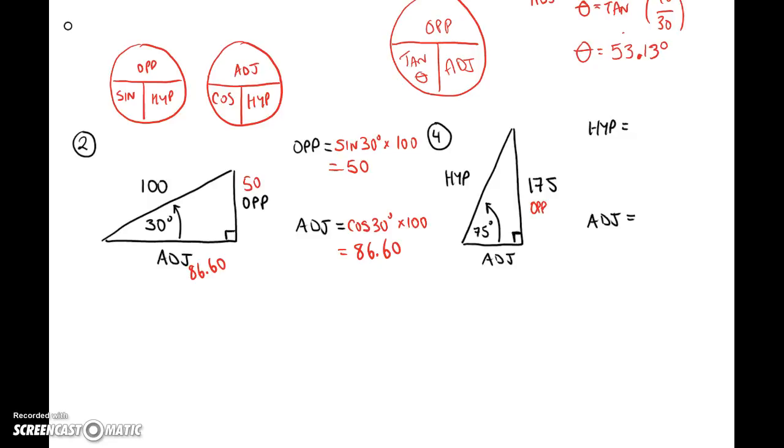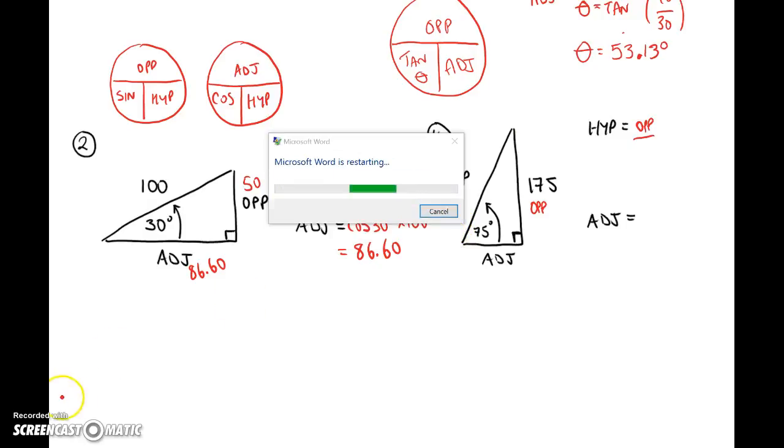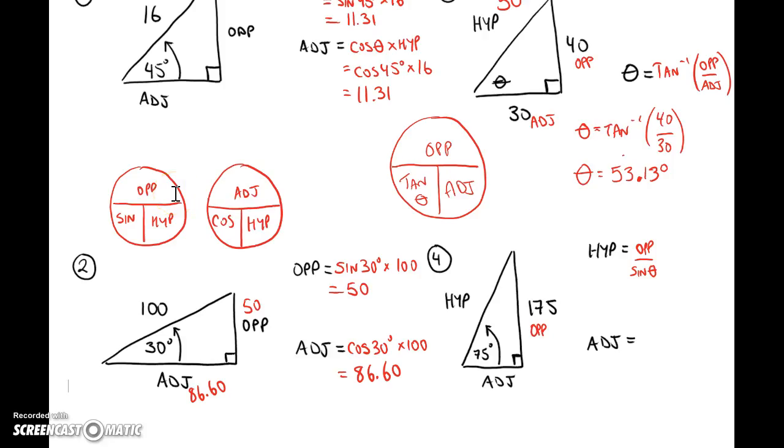So the hypotenuse is going to be equal to the opposite over, can't win today. Okay, so let's rock through this one. The hypotenuse is equal to the opposite over the sine of the angle. So hypotenuse is equal to the opposite over the sine of the angle there.